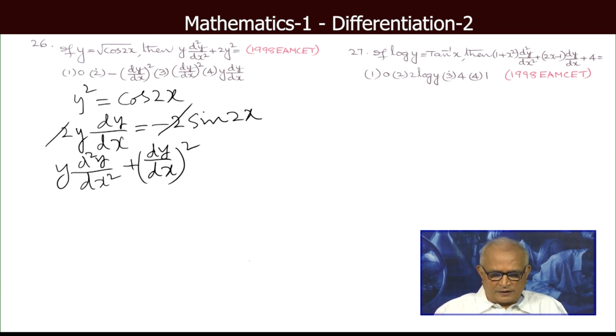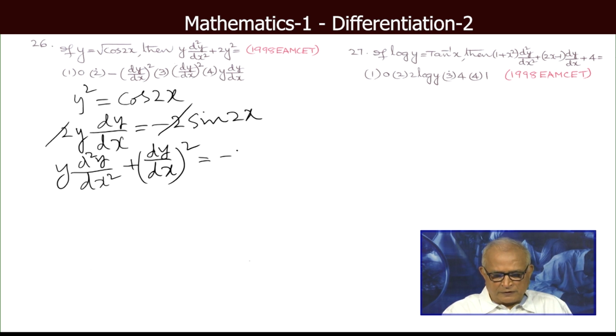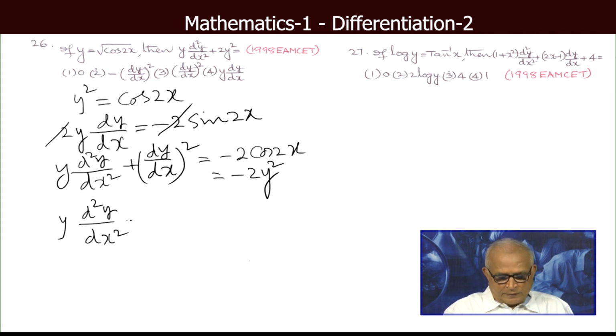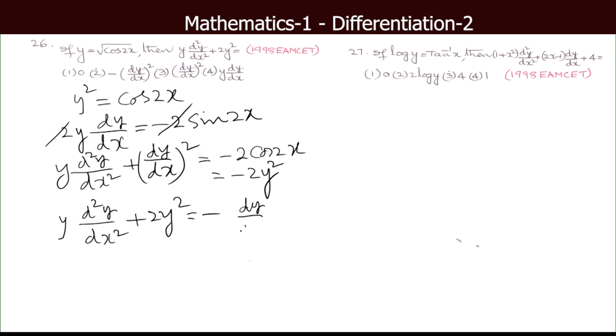So, dy dx whole square equal to minus 2 cos 2x. Derivative of sin 2x is 2 cos 2x, but cos 2x is y square. So, minus 2y square. Cos 2x is y square. So, therefore, minus 2 cos 2x is minus 2y square. Therefore, y times d2y dx2 plus 2y square is same as minus dy dx whole square. So, that is the second option.